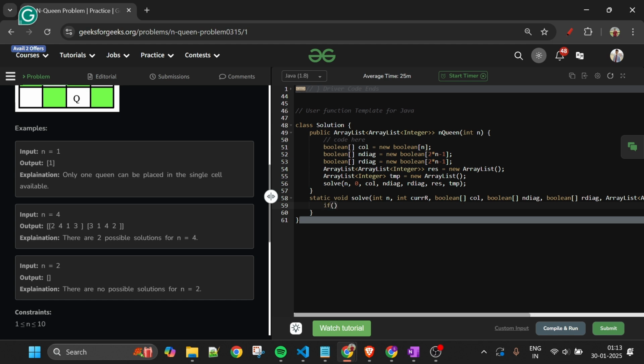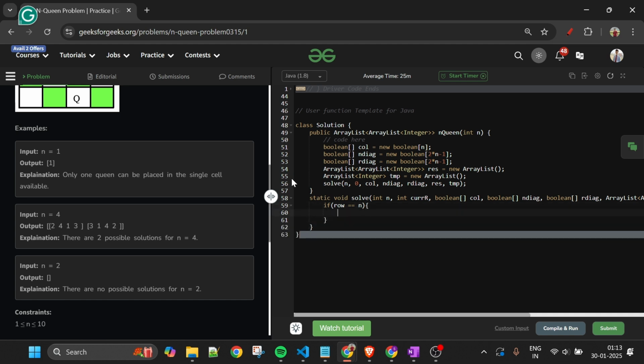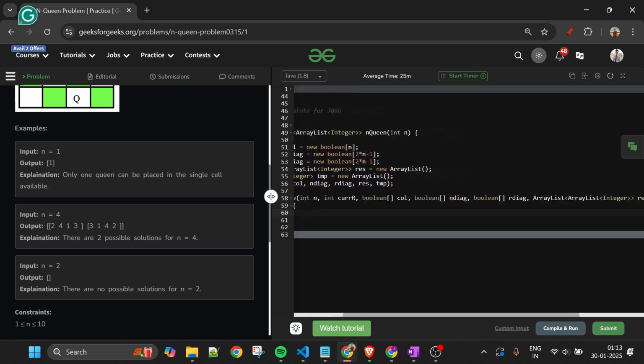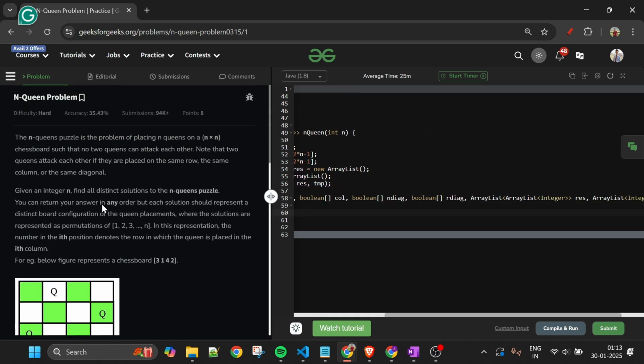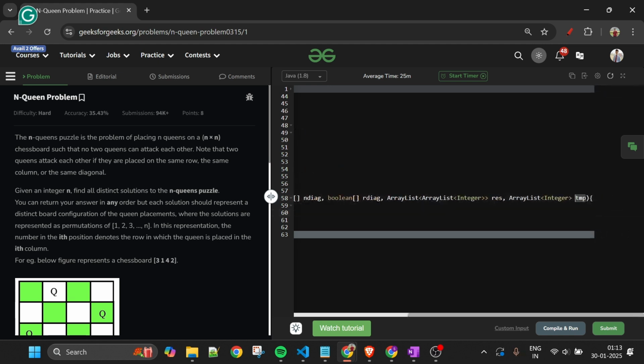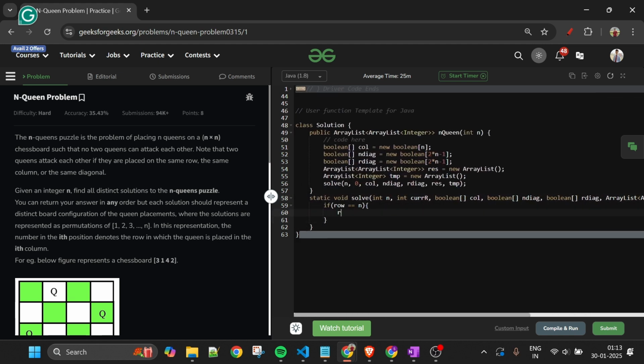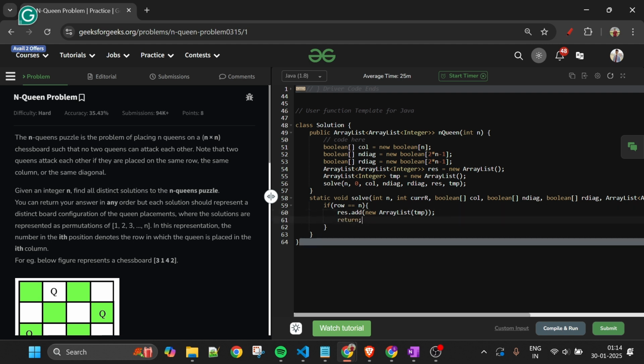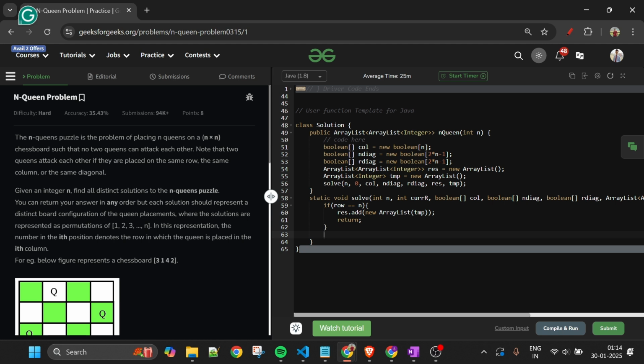Okay, now at any point if my row is equal to n, it means 0 row is filled, 1 row is filled, 2 row is filled, 3 row is filled, and now I'm at the fourth row for n. So it means all the rows are filled, and now I have got one of the ways to fill n queens. Okay, so that way will be added in my tmp. So I will just add something like result dot add new array list of tmp, something like this, and return. It means if I come here, all the rows are filled with n queens. So we have got one combination. Okay, all right.